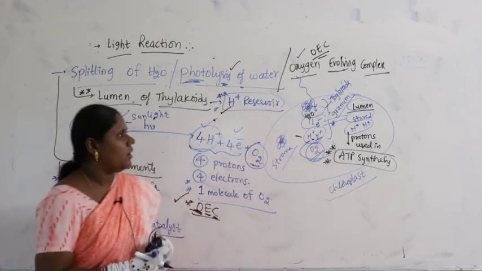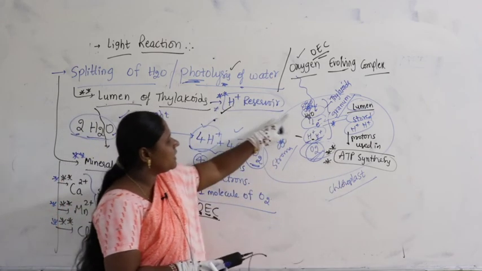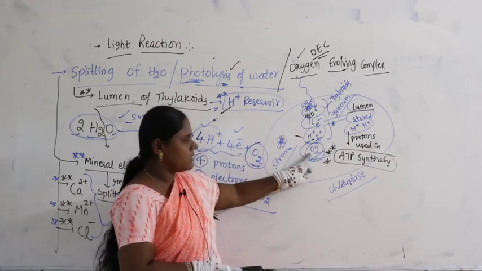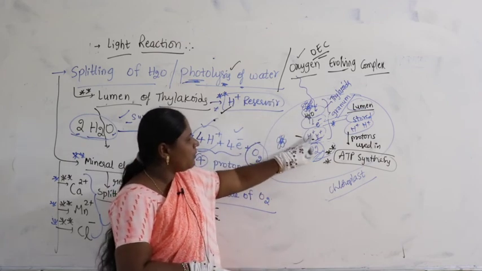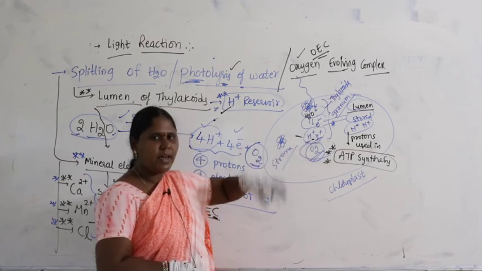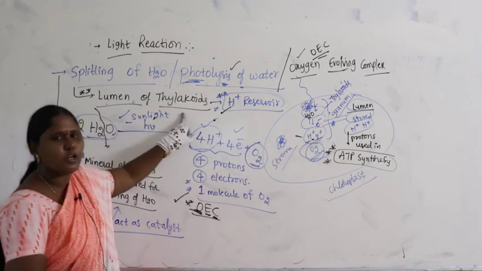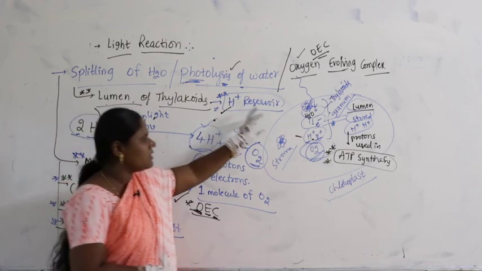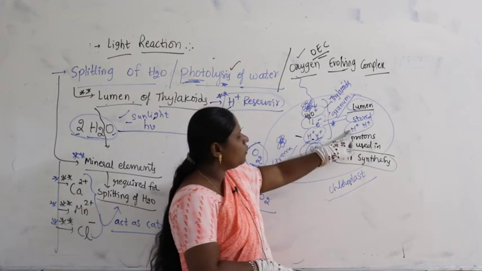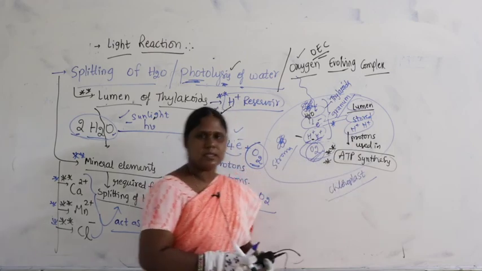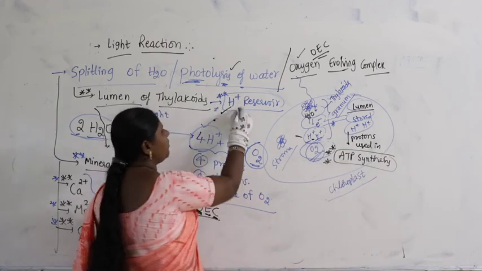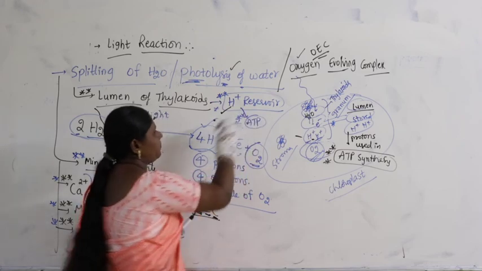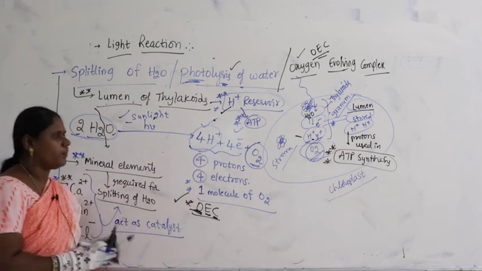Try to remember. Inside the lumen there is a splitting of water. Continuously protons, electrons, oxygen are released out. So what accumulates here? Protons will accumulate in the lumen of thylakoid. What do you call the lumen? Lumen is called proton reservoir. Using these protons, what will it do? Protons are used in the synthesis of ATP. So from the protons there is a synthesis of ATP. That part will come later.